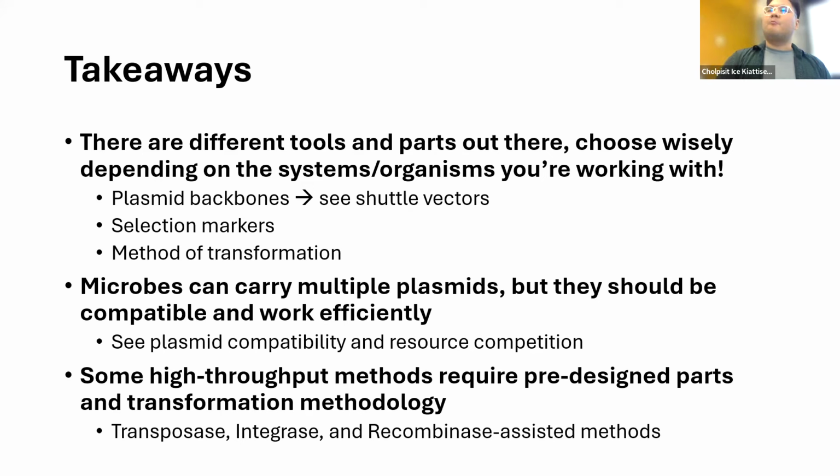Make sure that if you want to use this DNA or the toolkit for anything, you have to choose wisely, depending on the system you want to work with or the organism you want to work with. That means you have to choose the plasmid backbone properly. Sometimes you need the shuttle vectors. You have to choose the selection markers and the method of transformation efficiently. Otherwise, you may not get the engineering that you wanted. You also want to make sure that your microbes, if you put multiple plasmids into them, can carry those two plasmids efficiently. Because if you just randomly put two plasmids of the same origin in, they will compete for the resource. And we even have some work out there using that idea to show the resource competition for real, right?